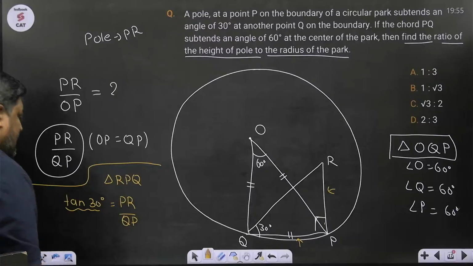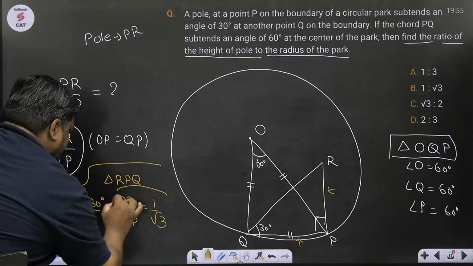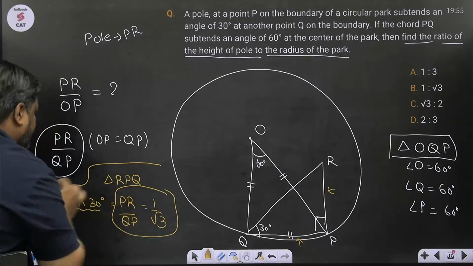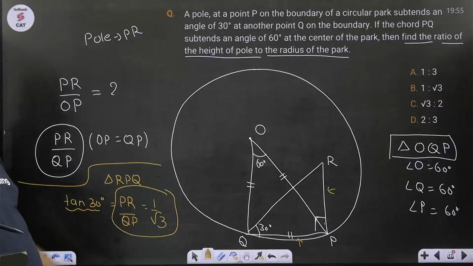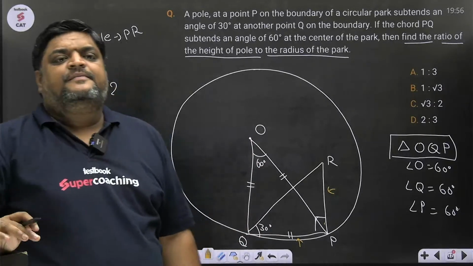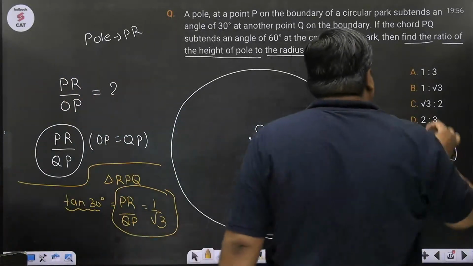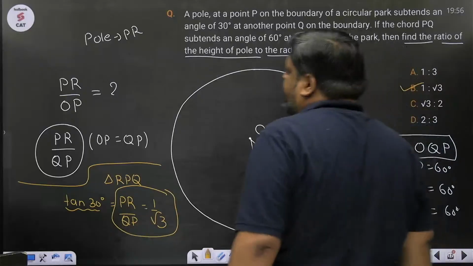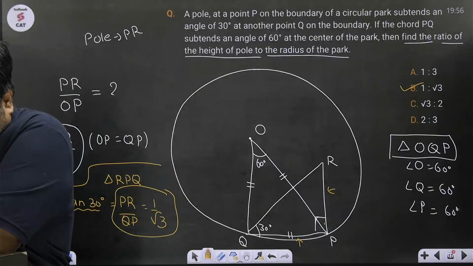Sir, I know the value of tan 30, that is 1/√3. So this is your answer. This is what we had to find, PR upon QP. QP is equal to the radius of the circle. So the correct answer to this question was 1/√3. Sorted? Bolo yes sir.